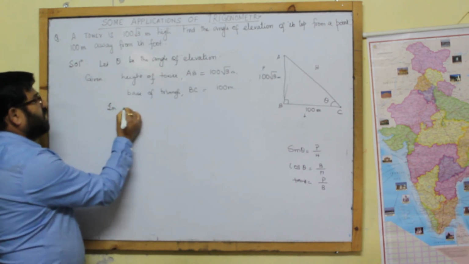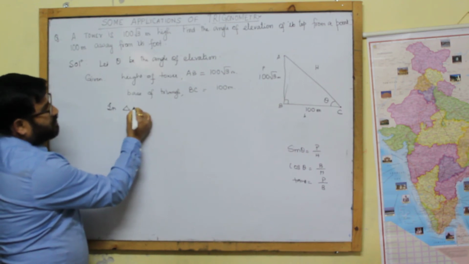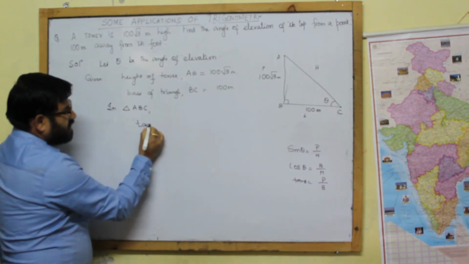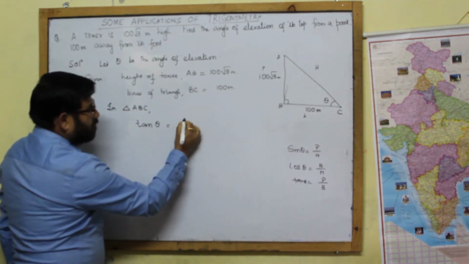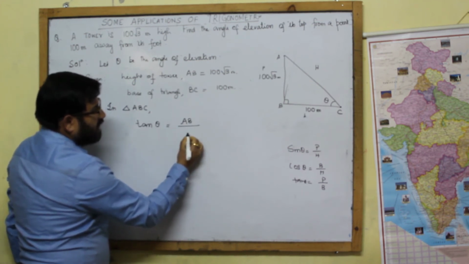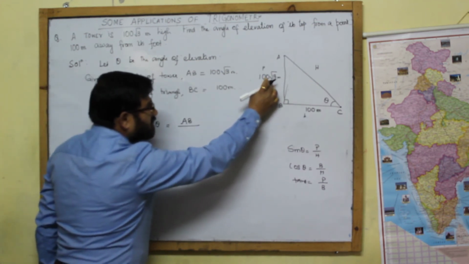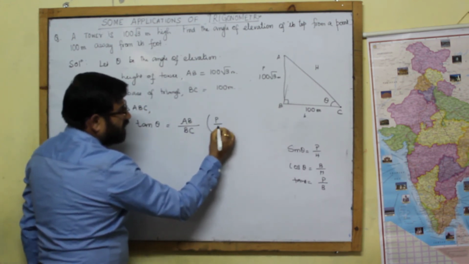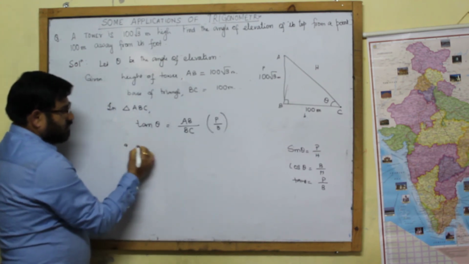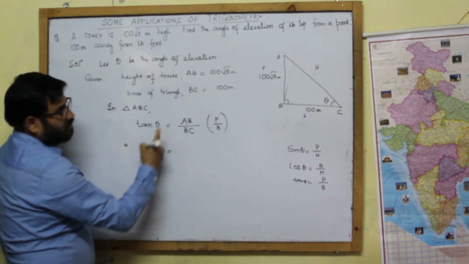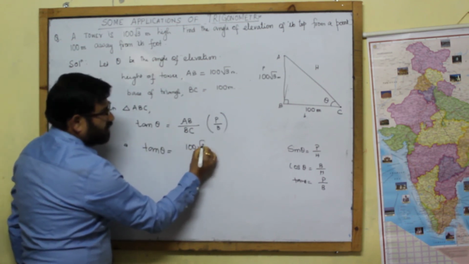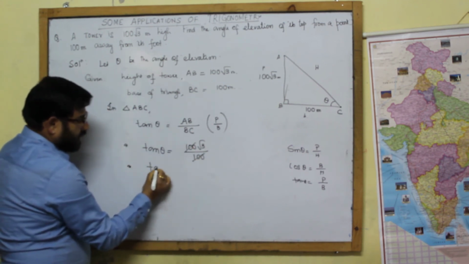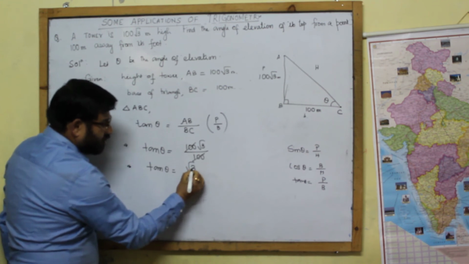So for that, we'll write in triangle ABC, tan of theta will be perpendicular by base. Perpendicular is AB and base is BC. Once again, remember this: perpendicular by base. So what is the tan theta value? The theta we have to find. What is AB? It's given as 100 root 3. Now what is the base? Base is given as 100. Let's cancel it off. So tan theta we are going to get as root 3.